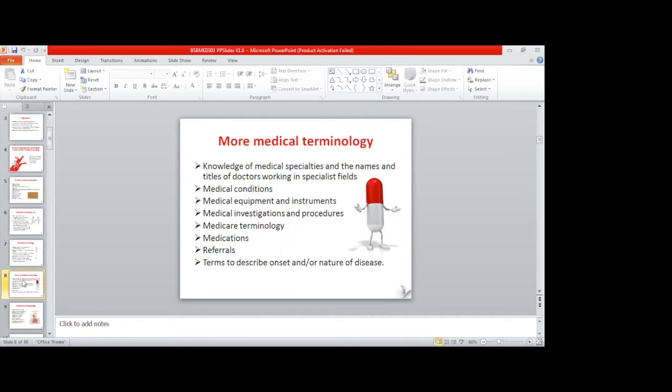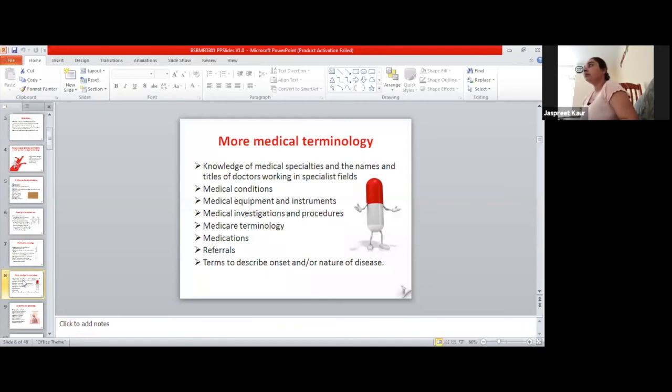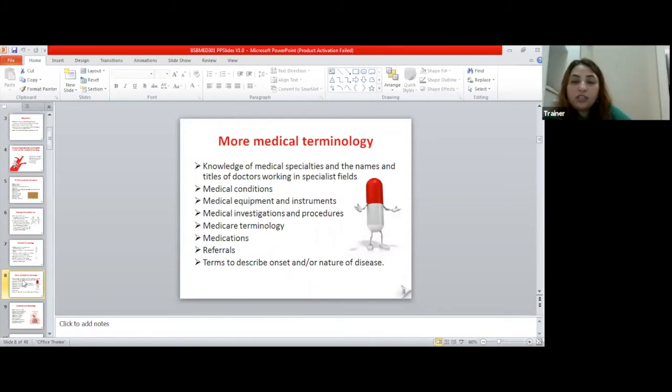Right? Yes, miss. What else? Medical specialties, titles of doctors. For each and every body system, we've gone through the names of those doctors and the specialties. So please go back to your notes and have a look at that.